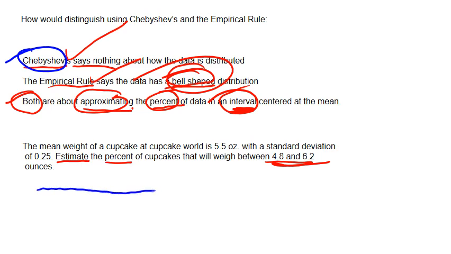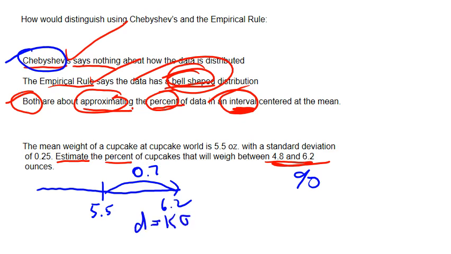One has to do with the interval, another has to do with the percent. For our interval, we have the mean. We look at the endpoint, 6.2. The distance from here to here is 0.7. The relationship between that distance and the number of standard deviations, k, is given by d equals k times sigma. So you substitute in 0.7 here, you substitute in 0.25 here, and you can solve for k.